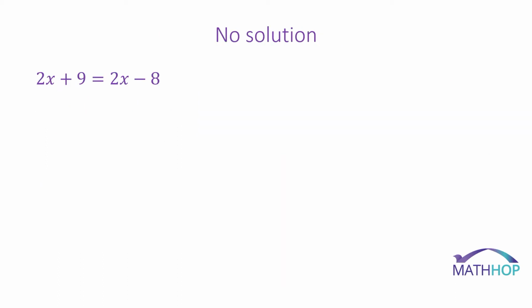Now let's look at something that has no solution. On the left-hand side, we have 2x plus 9. Right-hand side, we have 2x minus 8. It might already look weird to you. You might already think 2x plus 9 can't equal 2x minus 8. Okay, let's just go through the motions anyway.